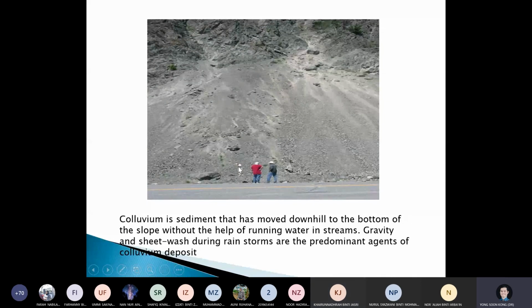The extent of this colluvial weathering in Malaysia probably is not so obvious, because why? We have rainfall almost every day. So that's why alluvium is probably what is more applicable in Malaysia.